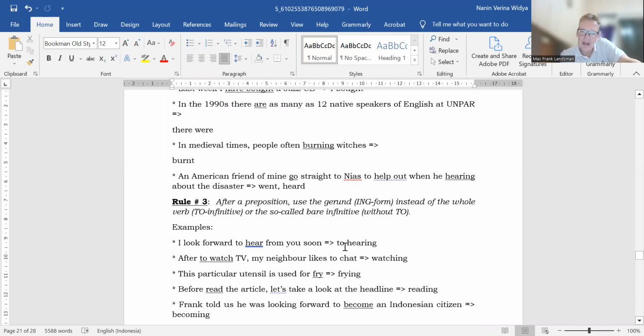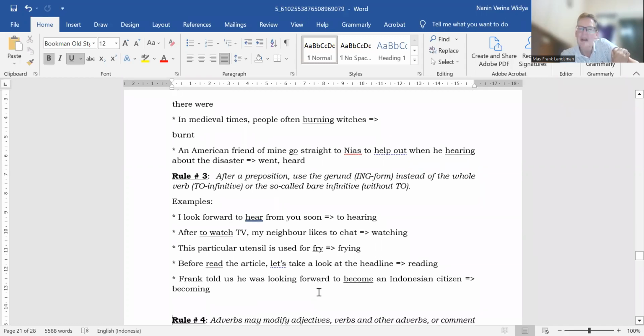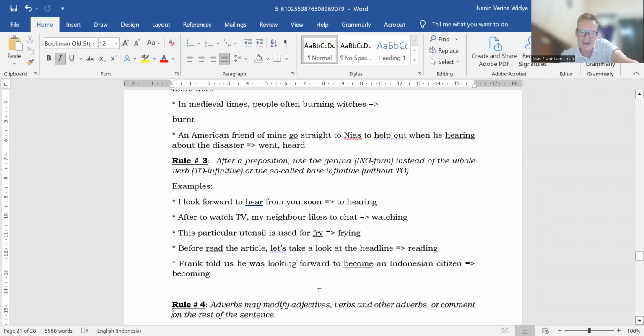After to watch TV, this should be after watching, yeah? Kata depan, after watching, the gerund or ing form. This particular utensil is used for fry. No, for frying, for doing that, the action. Before read the article, okay, turn it into before reading the article. Okay. Here one about me. Frank told us he was looking forward to becoming an Indonesian citizen. And last year I did become an Indonesian citizen in May. Agus knows this. We're compatriots now.